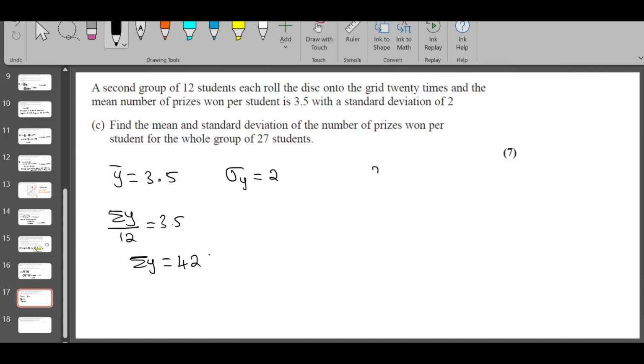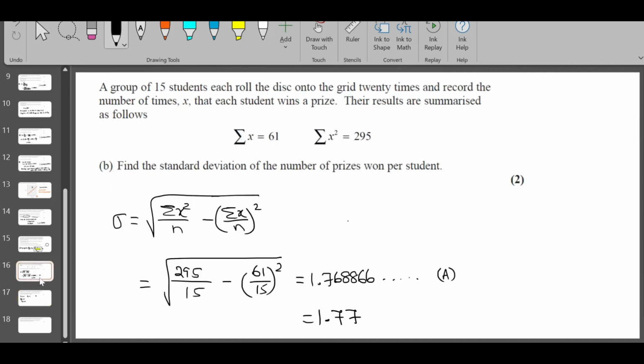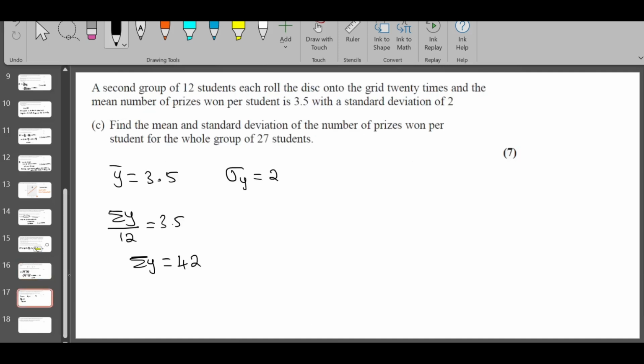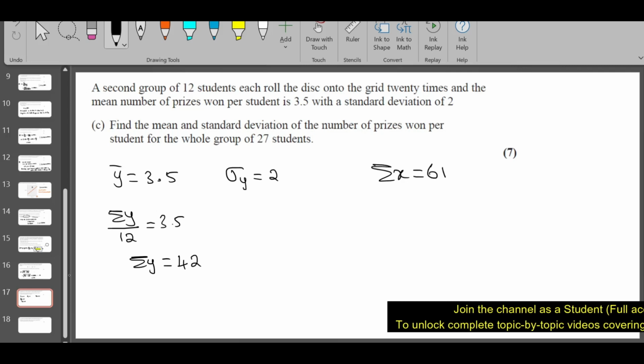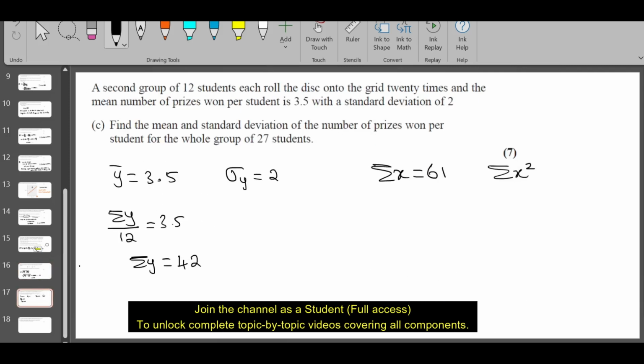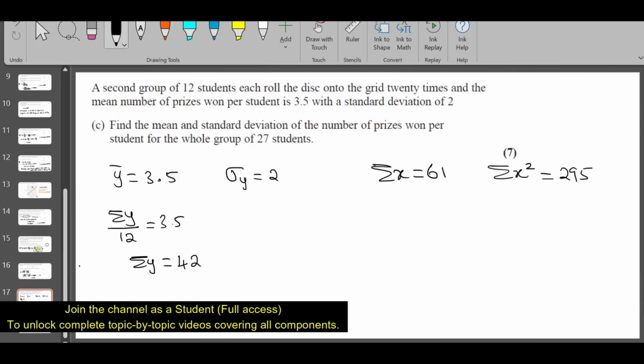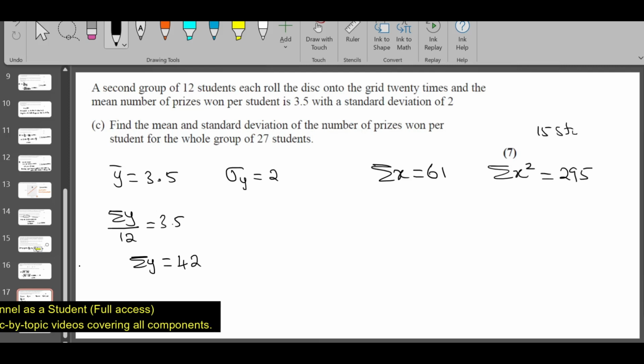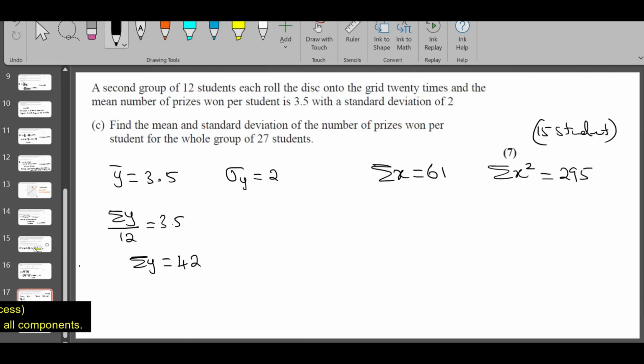We already have X bar for 15 students here, right? X bar is, okay, we don't have X bar, we have sigma X. Sigma X is 61 and sigma X square is 295. This is for the 15 students. Now we need to combine them and find the mean and standard deviation of 27 students.